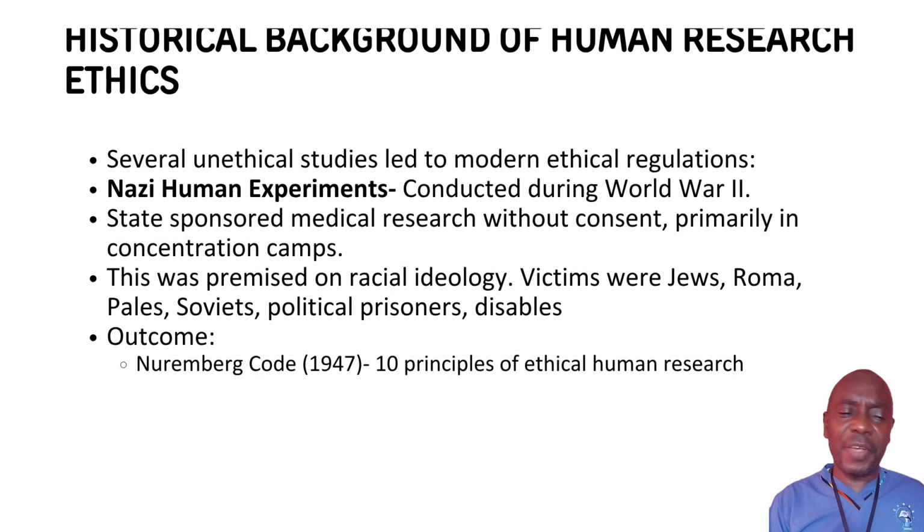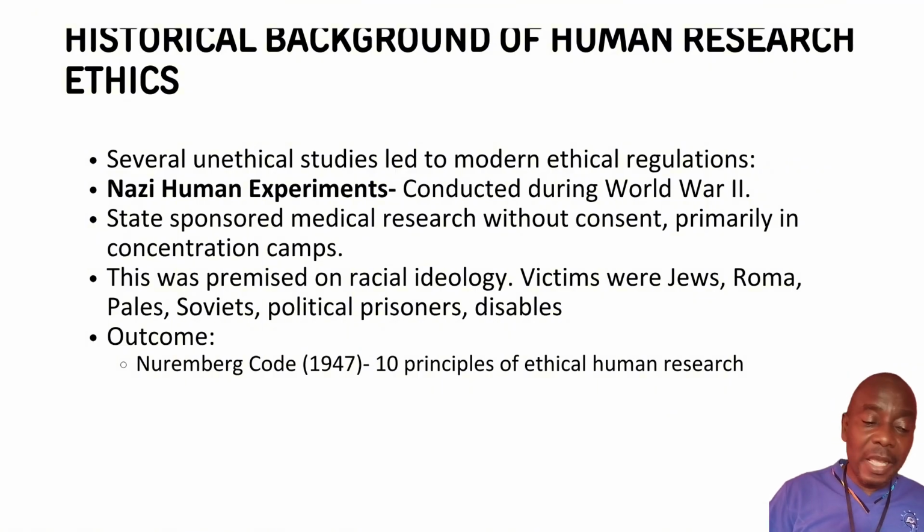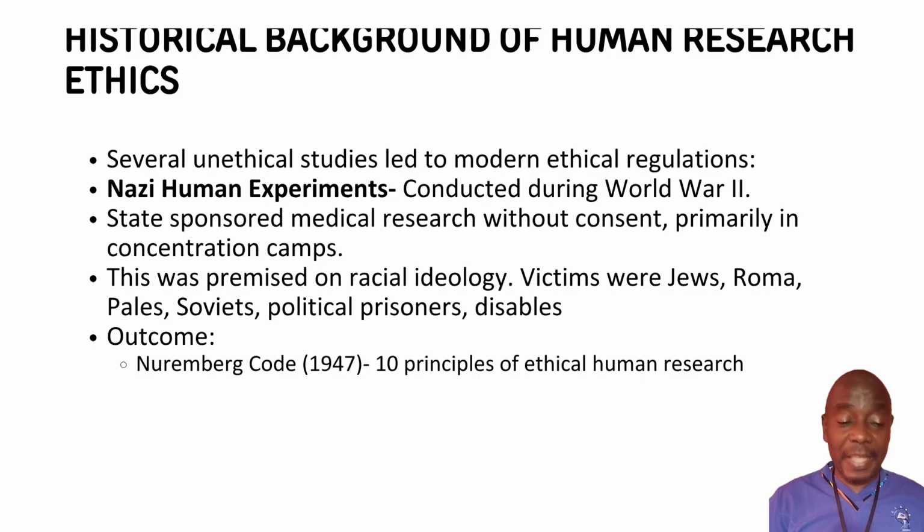So briefly, we look at the historical background of human ethics. It will be okay to start with the Nazi human experiment, an experiment conducted during World War II, where persons, because they are prisoners, they're not free, they are vulnerable, were included in a research, and that led to the Nuremberg Code in 1947. And looking at the 10 principles that the Nuremberg Code brought up as a result of the gross violation of human rights that happened during World War II, let's look at the Nuremberg Code very quickly.